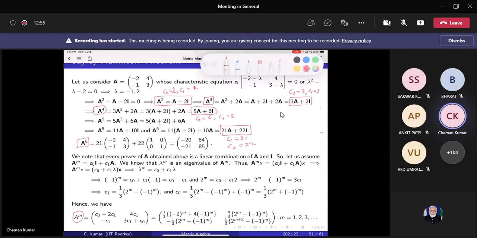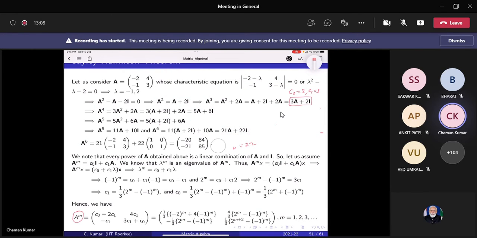So in general, A raised to m can be written as the linear combination of the matrix A and the identity matrix. Okay, now we want to calculate these constants C naught and C1.